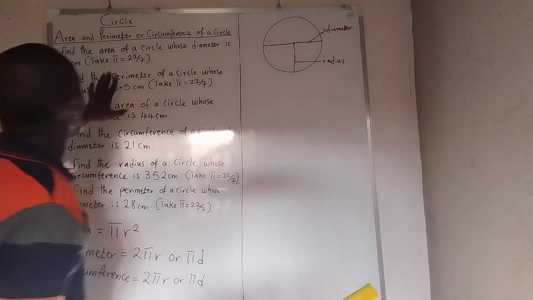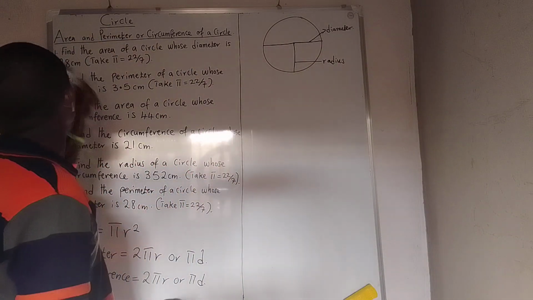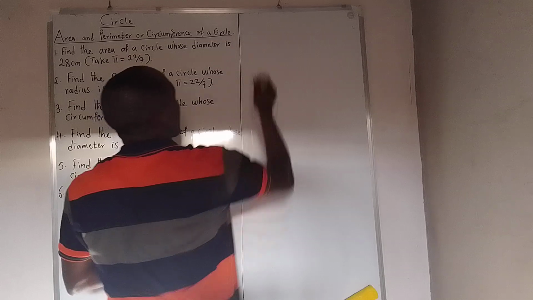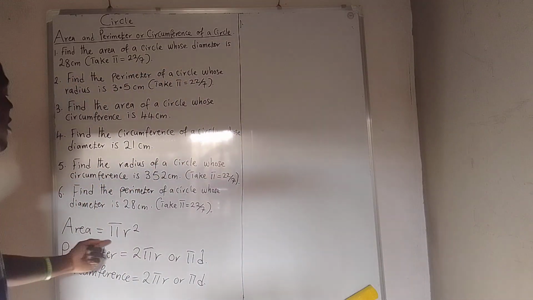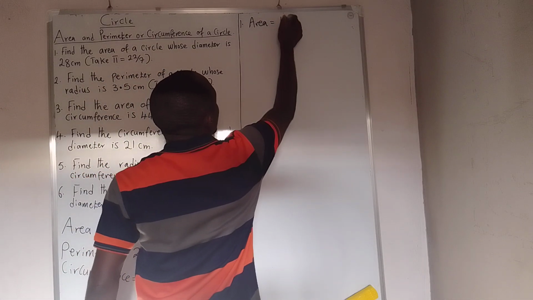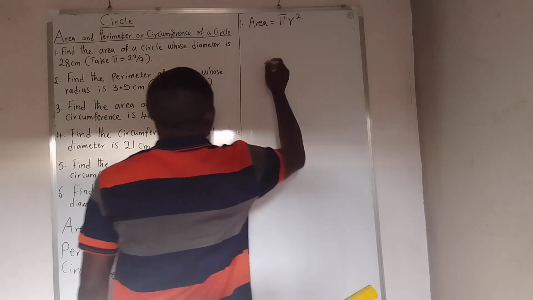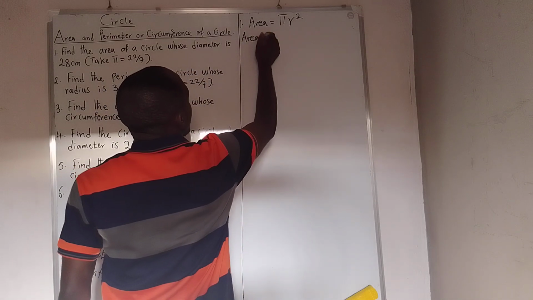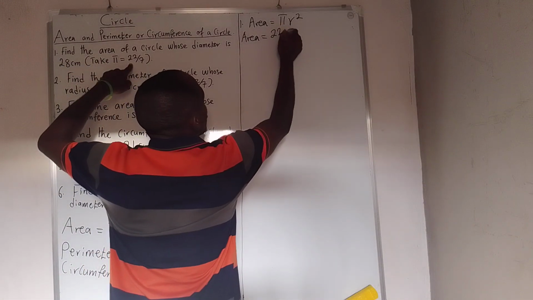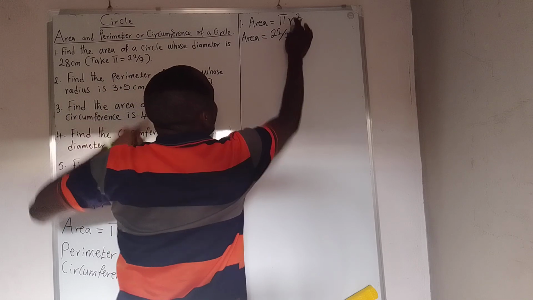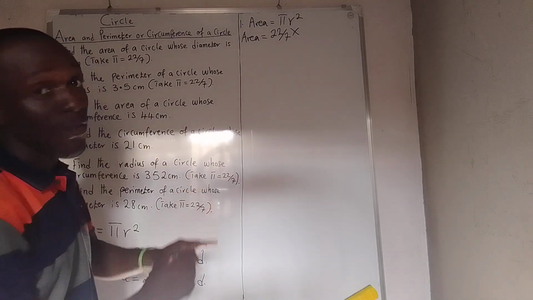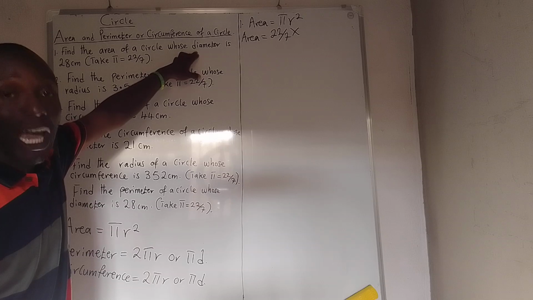Now, looking at the question in which we are asked to find the area of a circle, from the formula which we are given, area is equal to pi r square. So area is equal to, what is our pi? We are given the pi as 22 over 7, multiplied by r square, which means radius times radius. We have a diameter as 28. We are not given the radius, so we can actually get our radius from the diameter.